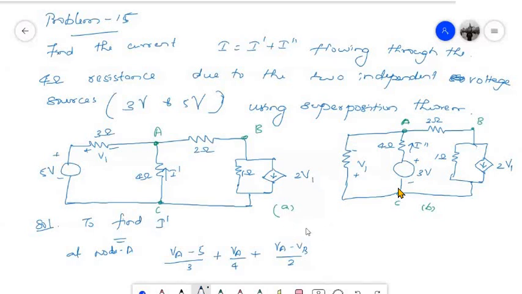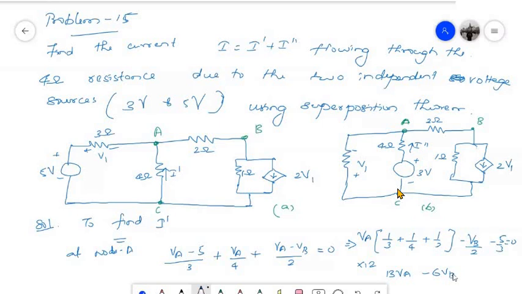So this will be one equation which you can further simplify. When you simplify and rearrange, I am writing it directly: VA times (1/3 plus 1/4 plus 1/2) minus VB/2 minus 5/3 is equal to 0. Now maybe you can simplify this, try to multiply it by 12, and you will be getting around 30 times VA minus 6 times VB is equal to 20. Let us take this as the first equation.